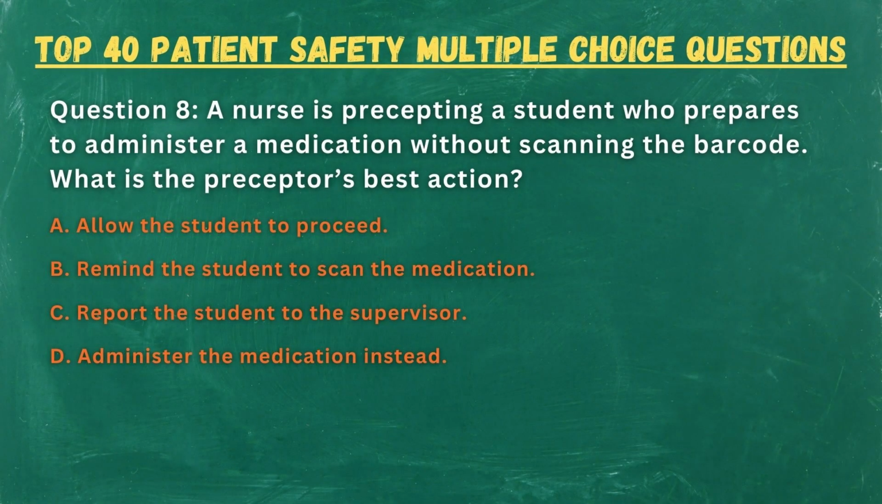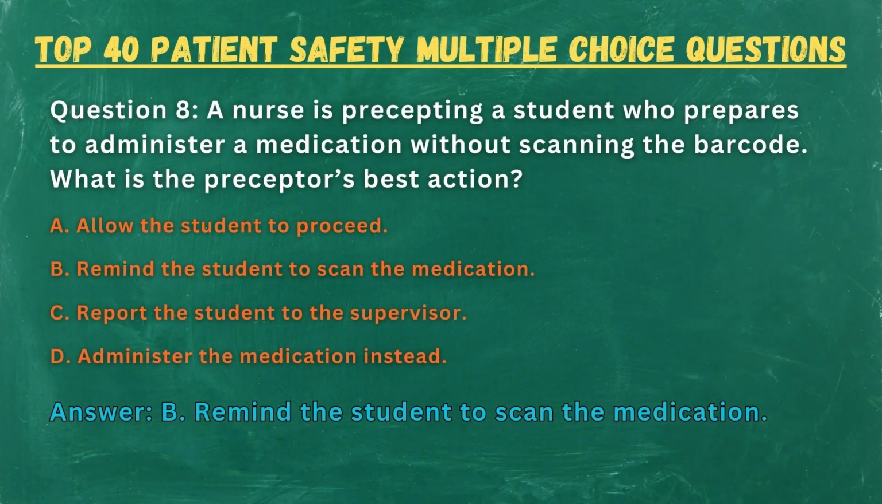Question 8. A nurse is precepting a student who prepares to administer a medication without scanning the barcode. What is the preceptor's best action? A. Allow the student to proceed. B. Remind the student to scan the medication. C. Report the student to the supervisor. D. Administer the medication instead. Answer. B. Remind the student to scan the medication.